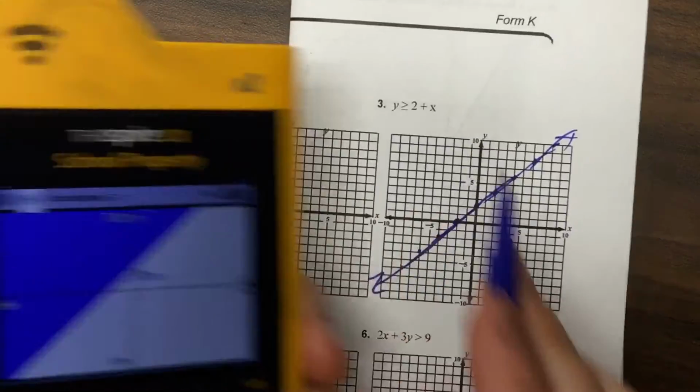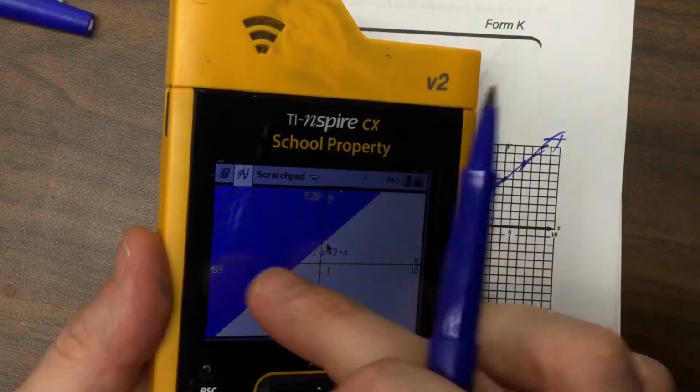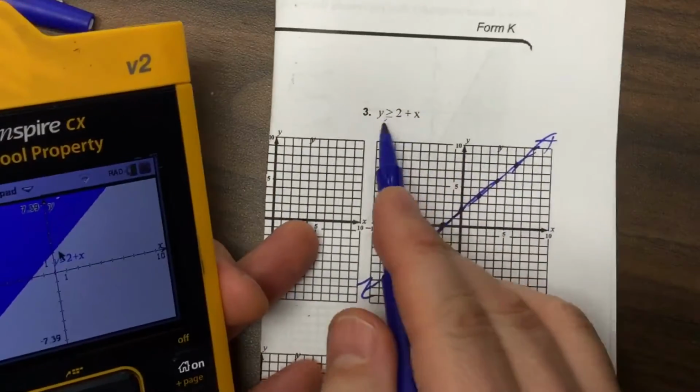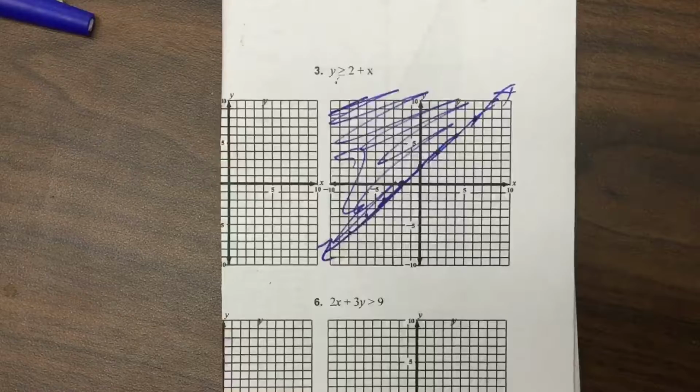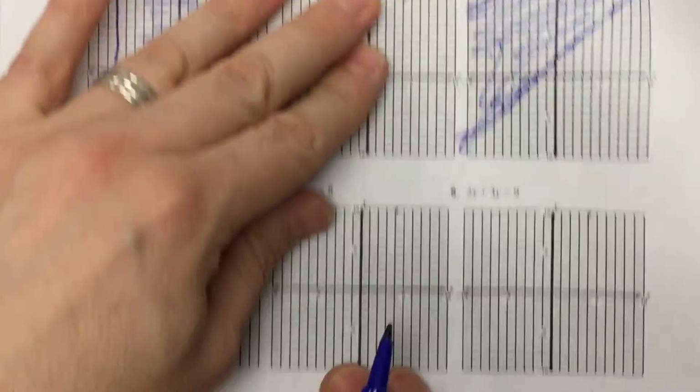And greater than makes you shade above. Here's all the shading above, because that's what greater than means. There's my shading for number 3. Let's go ahead and do number 5 together.